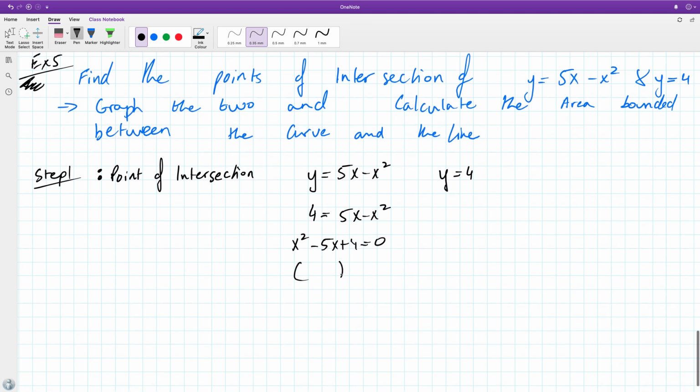Bracket, bracket, x and x, numbers that multiply to 4 and add to minus 5: minus 4 and minus 1. x equal to 1 and x equal to 4.